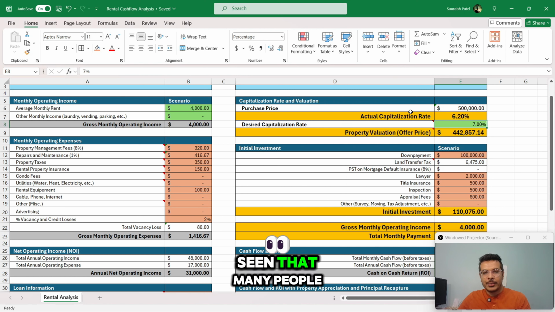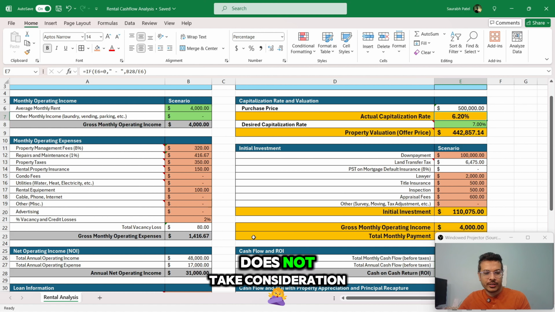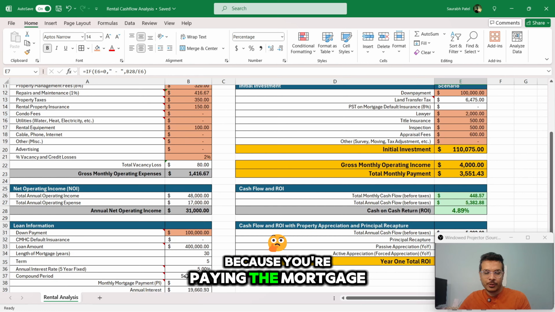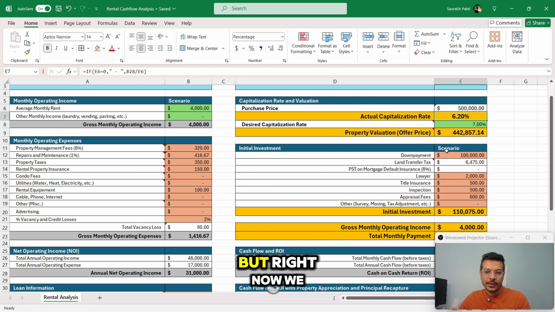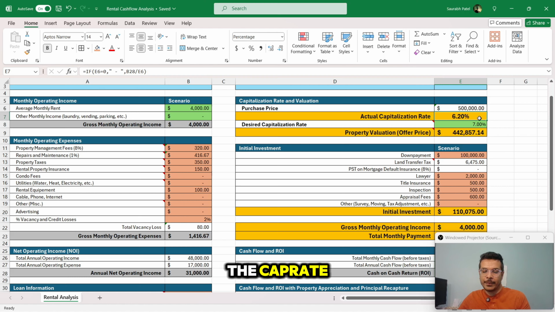Now, one thing I've seen is that many people focus more on cap rate, on how much cap rate is going to be for that property, and miss one important item. That cap rate calculation does not take into consideration the mortgage payment on the property, because you are paying the mortgage, so that is also another expense of the property. But right now, we did not consider the mortgage payment. We just used the net operating income, that's basically your income minus expenses without the mortgage, divided by the purchase price of that property, and then we came out with the cap rate.